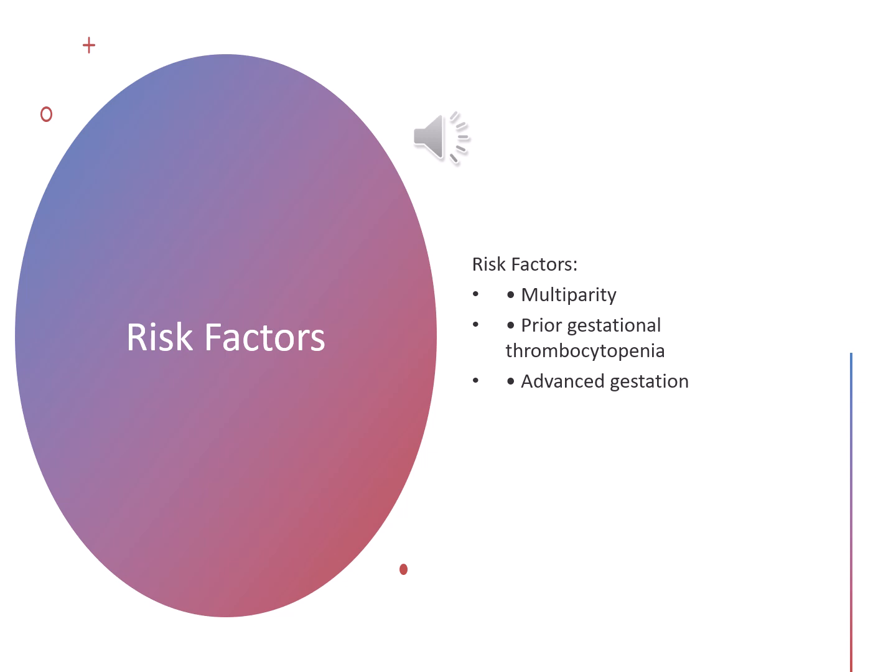Several factors increase the likelihood of developing gestational thrombocytopenia. These include multiparity, previous history of gestational thrombocytopenia, and advancing gestational age. Women who experience gestational thrombocytopenia during a pregnancy have a higher likelihood of recurrence in subsequent pregnancies. However, the condition is generally benign and does not increase maternal morbidity when appropriately monitored.